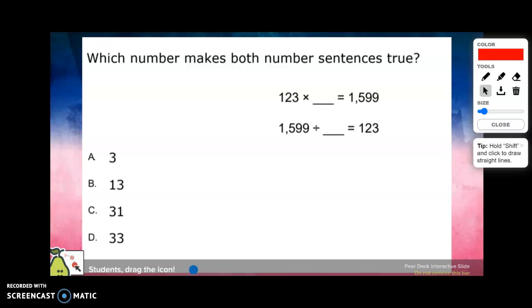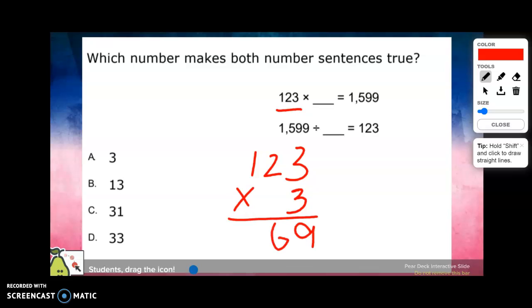Moving on. Which number makes both of these number sentences true? So what you're going to have to do is plug in one of these numbers into the multiplication and division and see which one makes it true. So let's just take 3 for example, and I'm just going to multiply 123 times 3. So that would be 3 times 3 is 9, 3 times 2 is 6, and 3 times 1 is 3. So 369 does not equal that. So I know that is not going to be A.